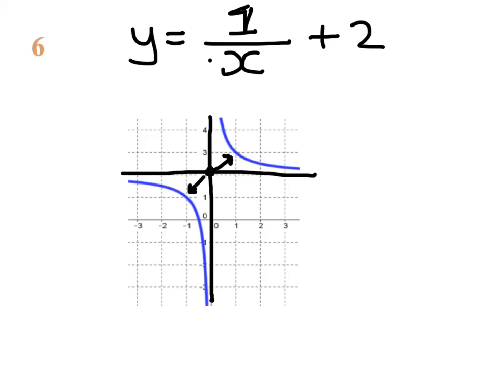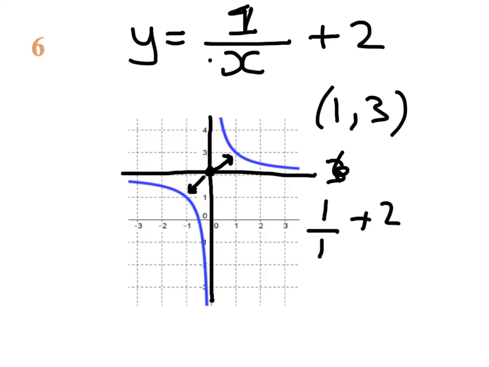Now we could check that if we wanted. We've got a point at 1, 3. So let's try and see if it works. So we'll substitute in x. 1 over 1 plus 2 equals 3 as required. So that's that graph there. Right, one last one, and then that's all on hyperbolae.